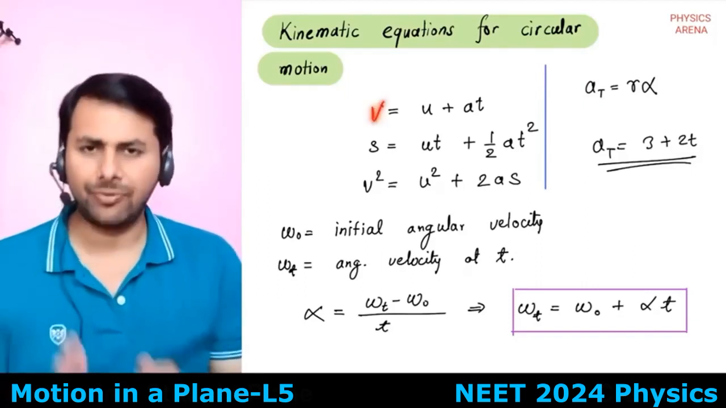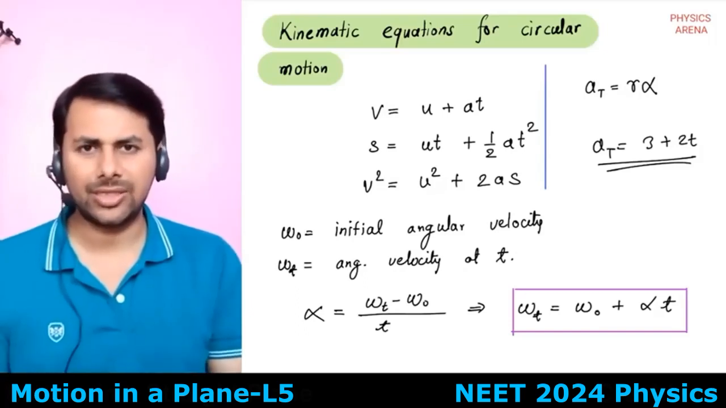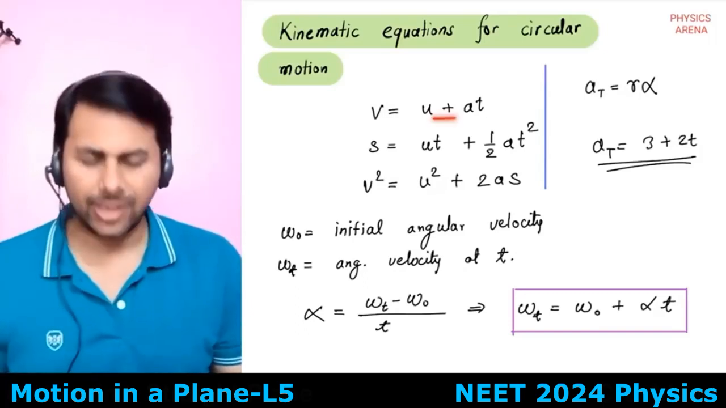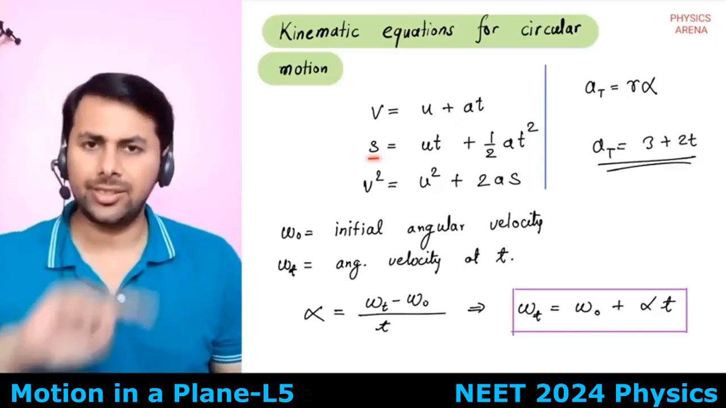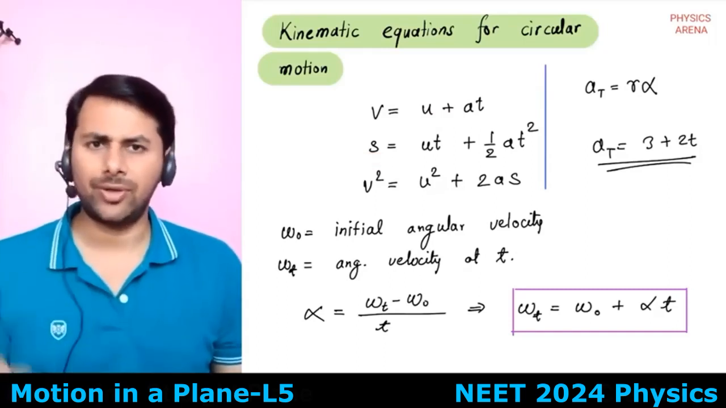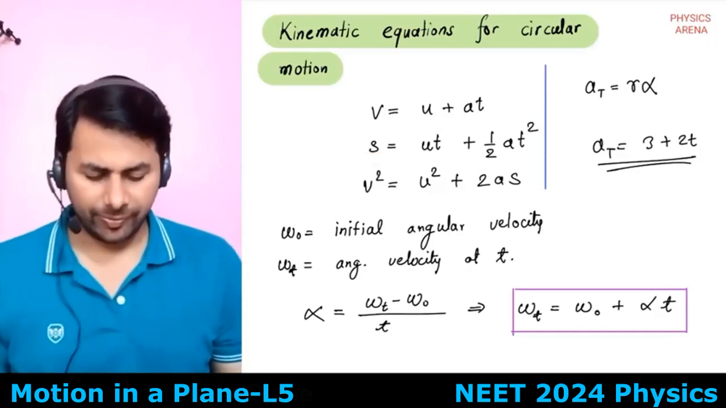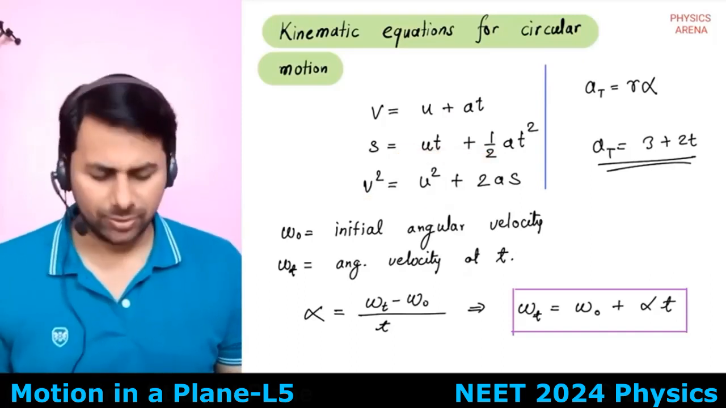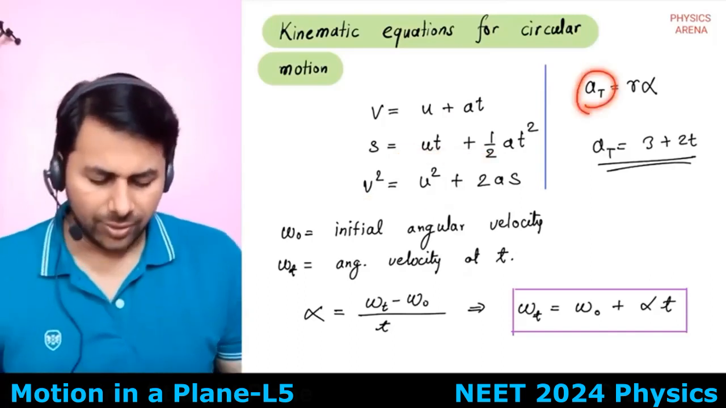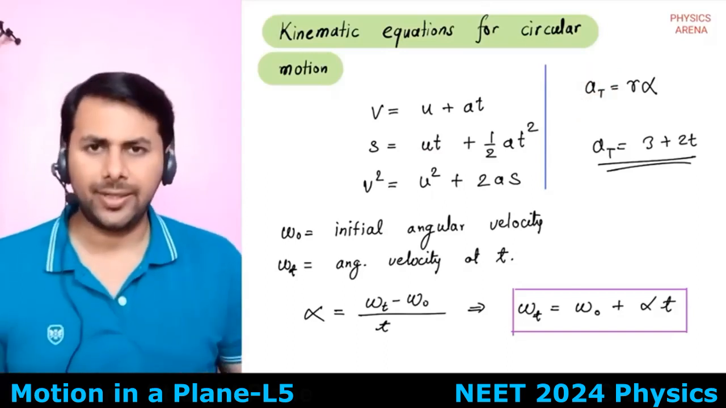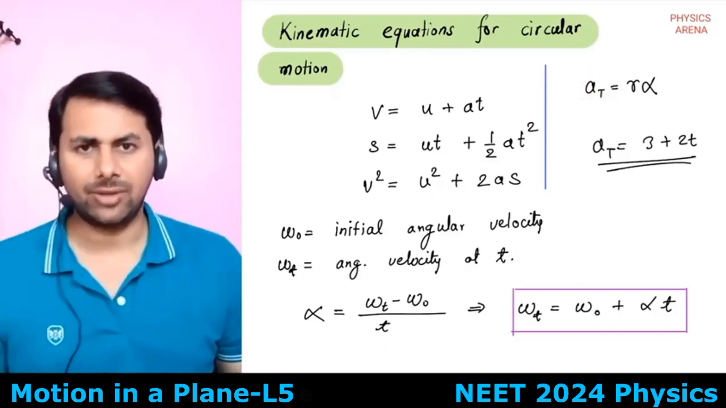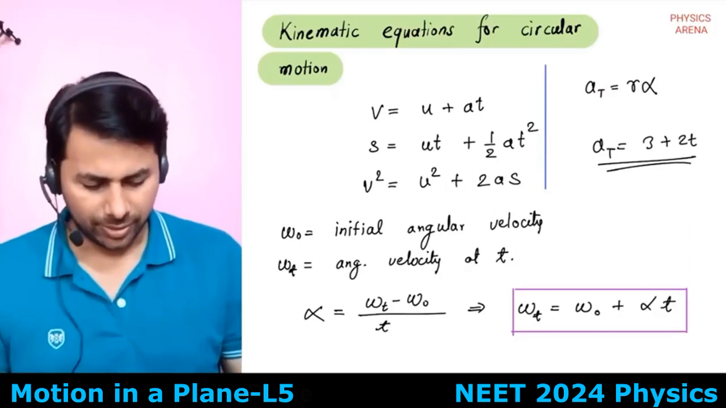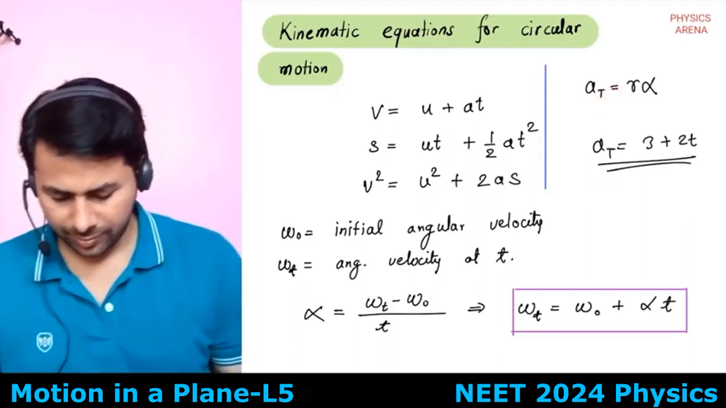Then I can say that v is my speed, not the velocity. So v is equal to u plus a_t t. s is the distance covered, in one revolution, in n revolutions, etc., which is ut plus half a_t t square, and v square is u square plus 2 a_t s. I can only say this if a_t does not depend on time, if it is constant. So please remember this thing.